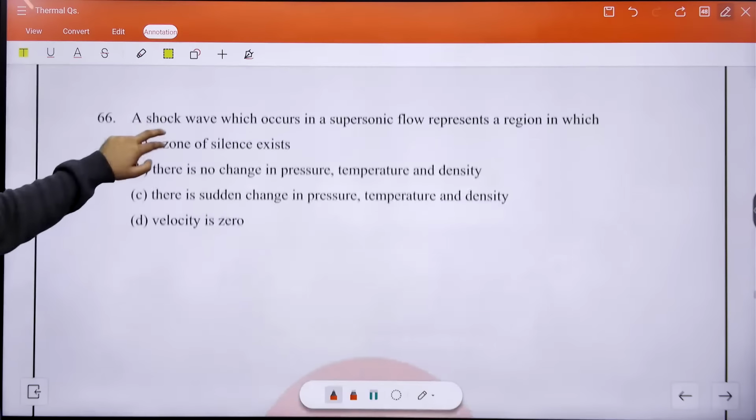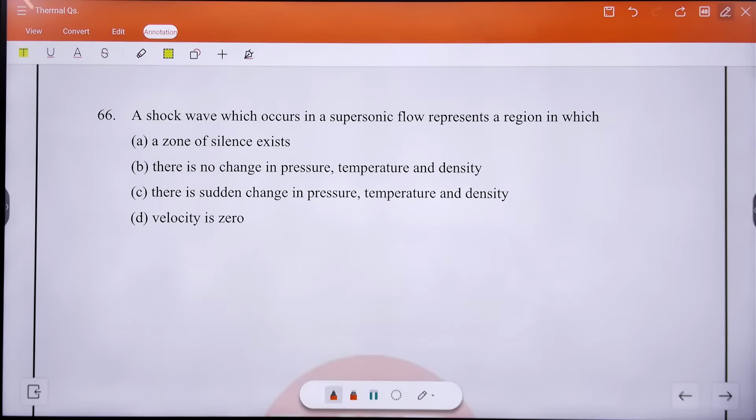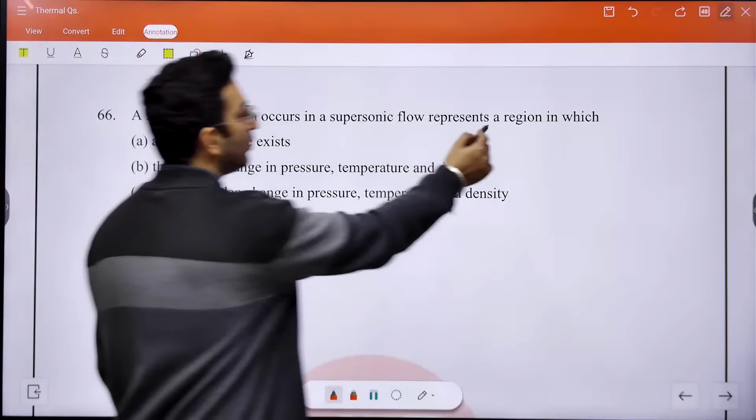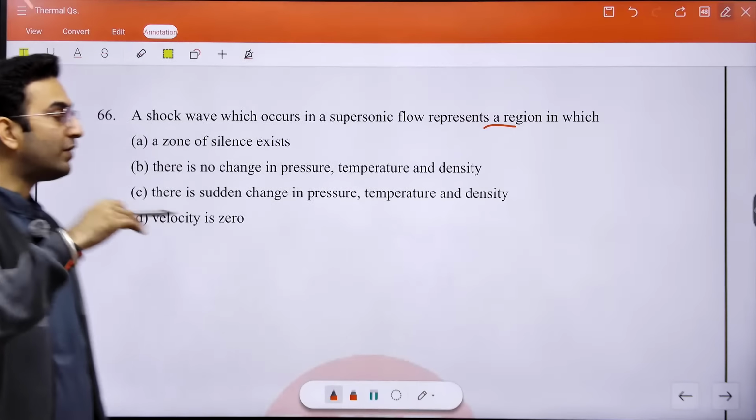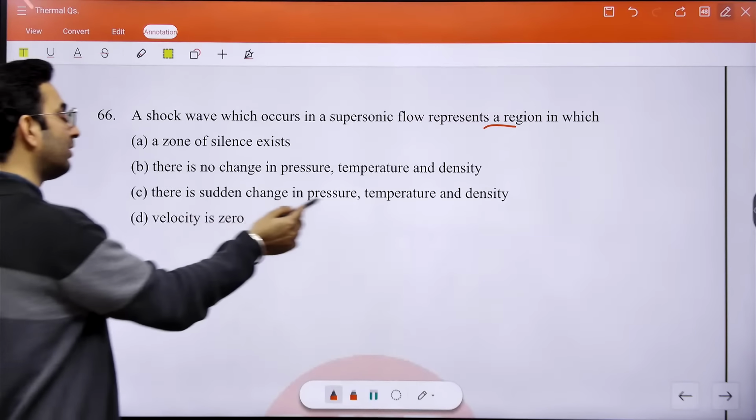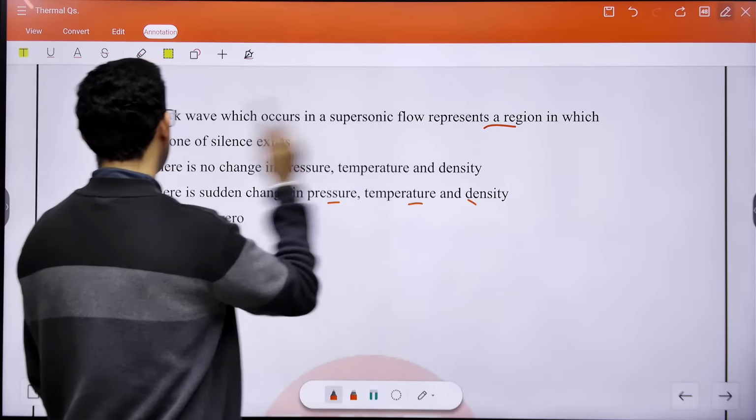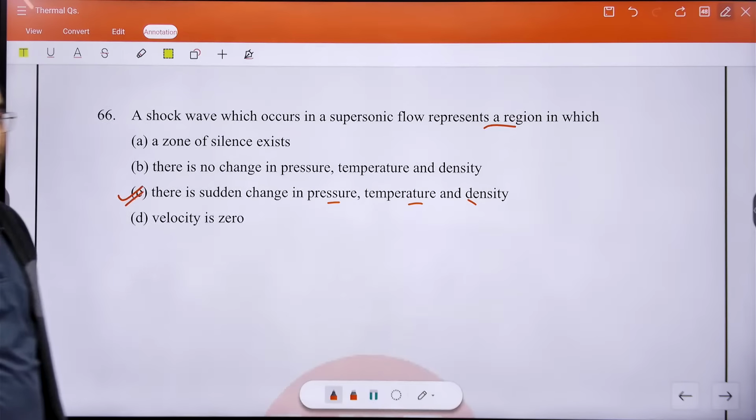Next, a shock wave, which occurs in a supersonic flow, represents a region. So basically, a shock wave is a region in which there is a sudden change in pressure, temperature, as well as the density of the gases here. Remember that condition. That is an important part.